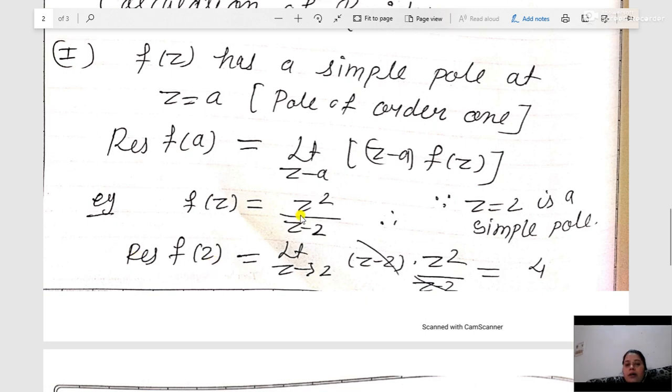So the formula is limit z tends to 2, (z minus 2) into f(z), and f(z) is what? z square upon z minus 2. After cancelling z minus 2, it will be limit z tends to 2 of z square, which is 4. So this is the value of the residue at the pole z is equal to 2.